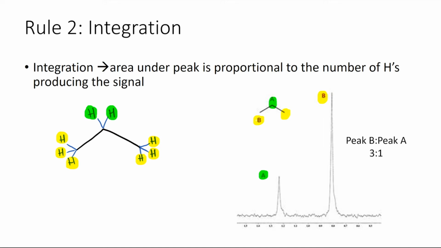Notice that one peak seems much bigger than the other. If we were to find the area under these peaks, we'll find that the ratio of the area of peak B to peak A is 3 to 1. If we took the ratio of the number of hydrogens in each type, we find a 6 to 2 or 3 to 1 ratio also. So the size or intensity of these peaks also gives us a hint at what our compound looks like by telling us the proportion of hydrogens producing the signal.